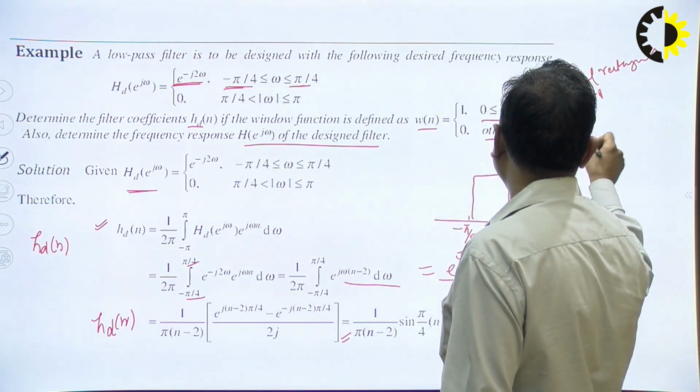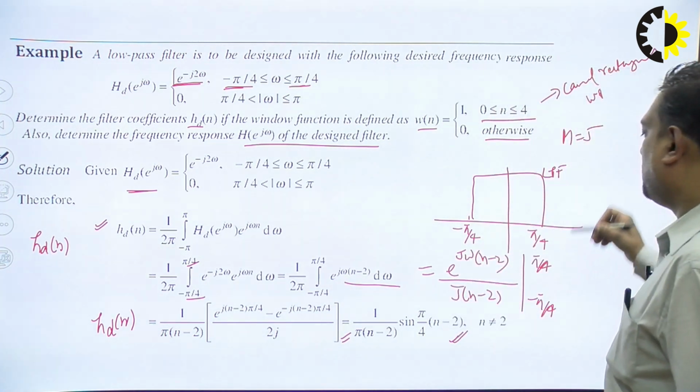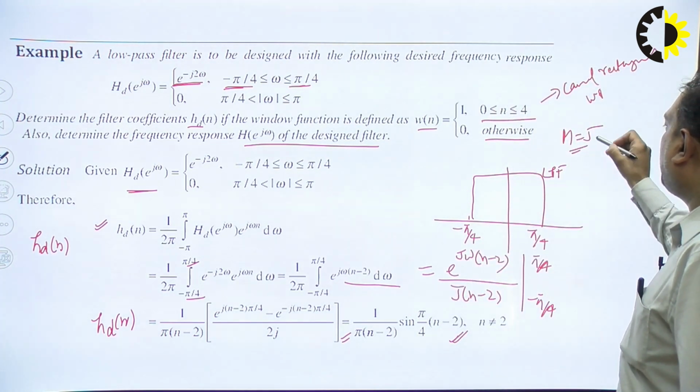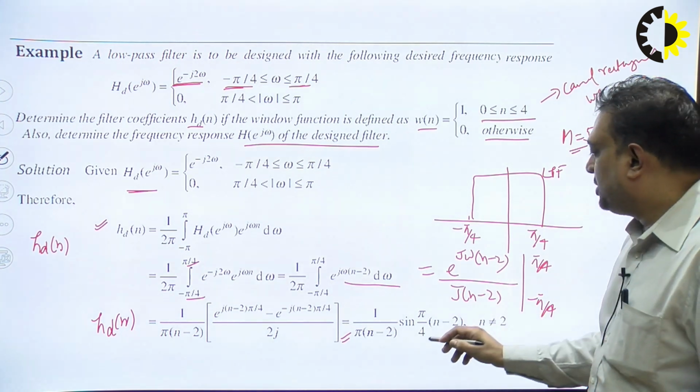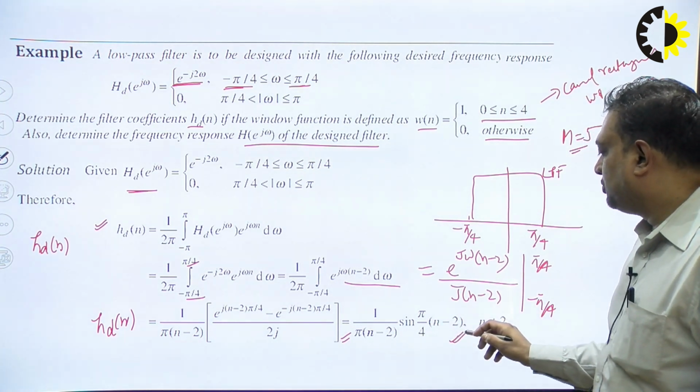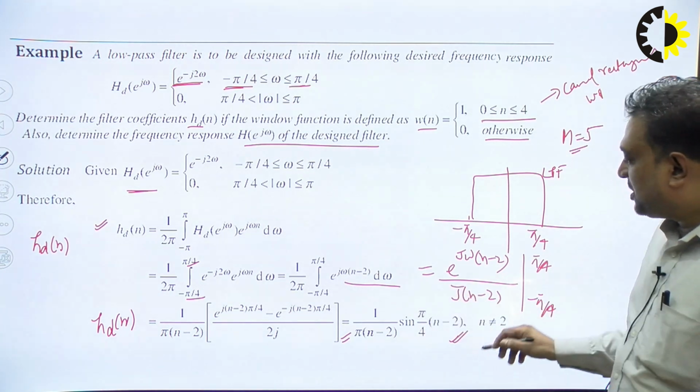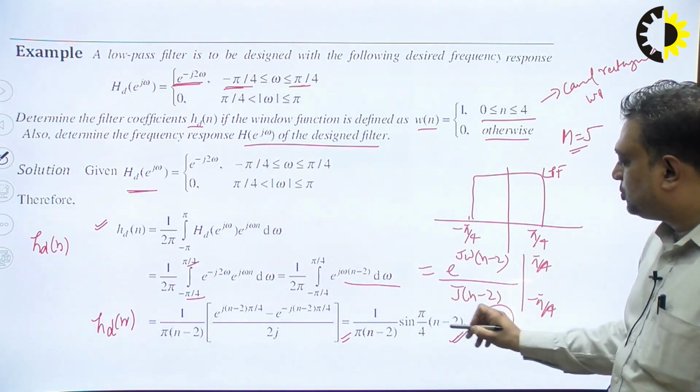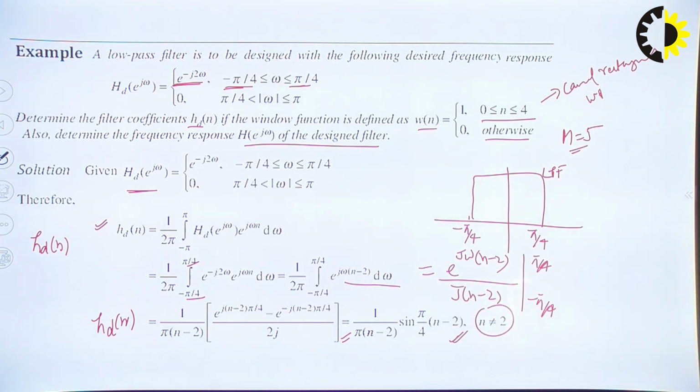It means M equals 5 is given to you. So you will calculate the coefficient values. For n equals 0, you will calculate, and for n equals 1, you will calculate using this expression. But when you calculate for n equals 2, you are having 0 by 0 form, so you cannot directly calculate it. You have to use L'Hopital rule for calculating it.